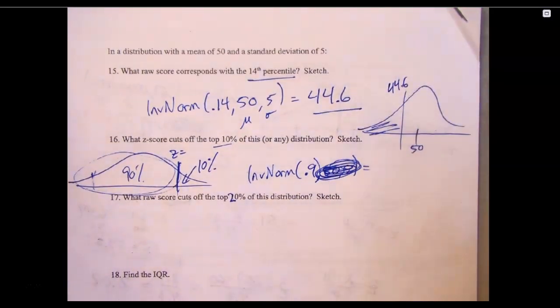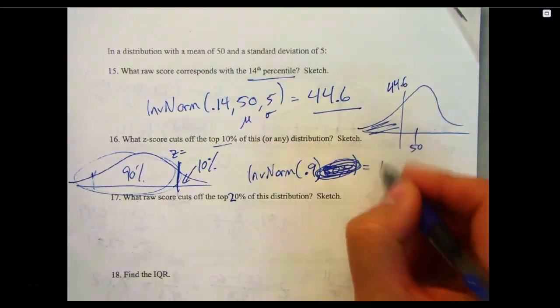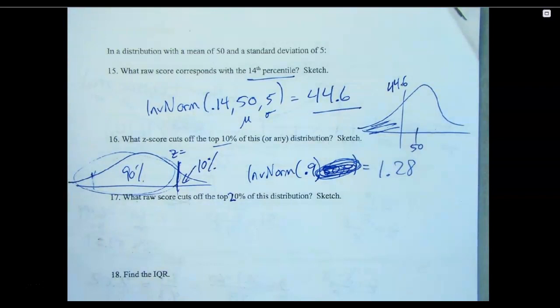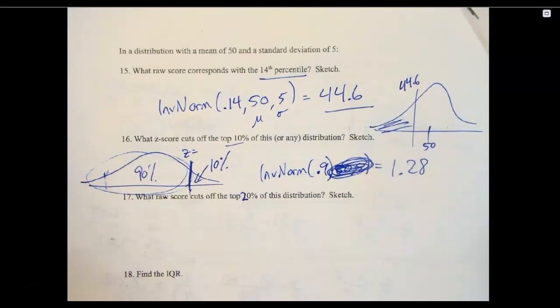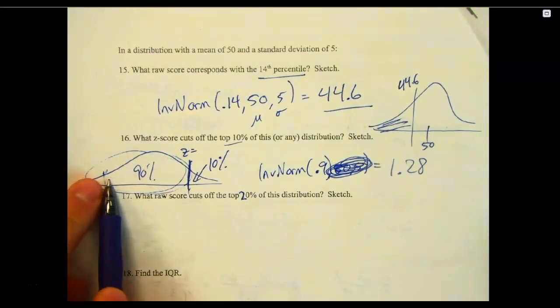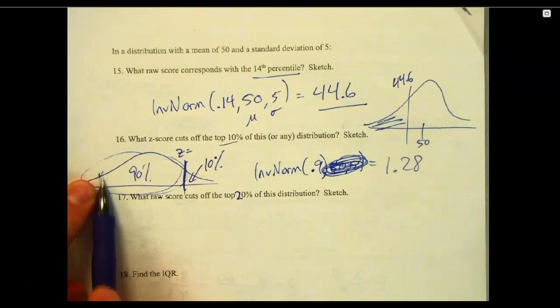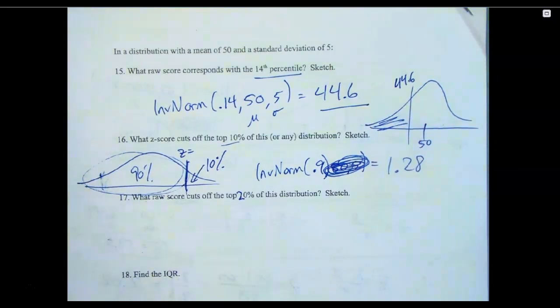Inverse norm of 0.9. So you get 1.28. If I got a negative z-score, that wouldn't make sense because that would mean I'm way down here. It's not true that 10% of the scores are above where my head is right now. So just keep that in mind. Check through your answer and make sure it makes sense.